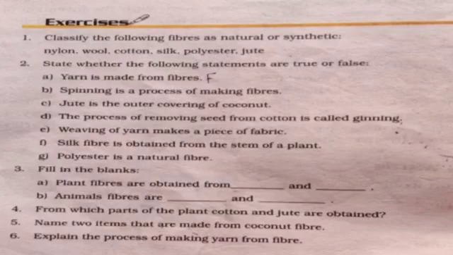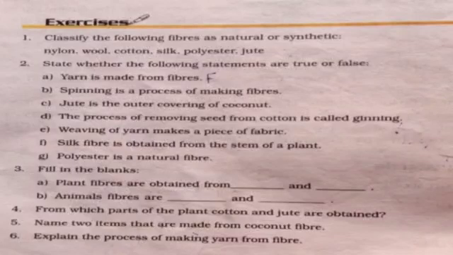Silk fiber is obtained from the stem of a plant. False. And polyester is a natural fiber. That is also false. Now fill in the blanks. Plant fibers are obtained from dash and dash. So plant fibers are obtained from cotton and jute, and animal fibers are dash and dash, silk and wool.